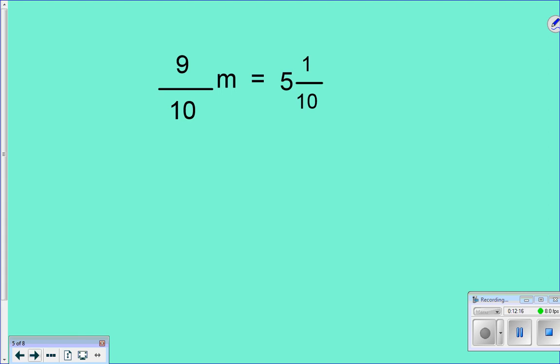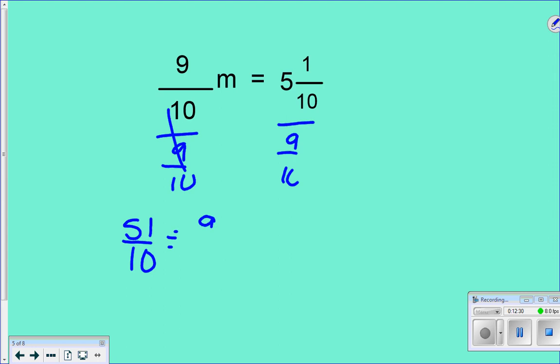You put the wrong one first in your fraction. So I gotta divide by 9/10. So it'd be 51 over 10 divided by 9/10. 51 over 10 times 10 over 9. I can reduce by a lot. I can reduce by 3 if I want.